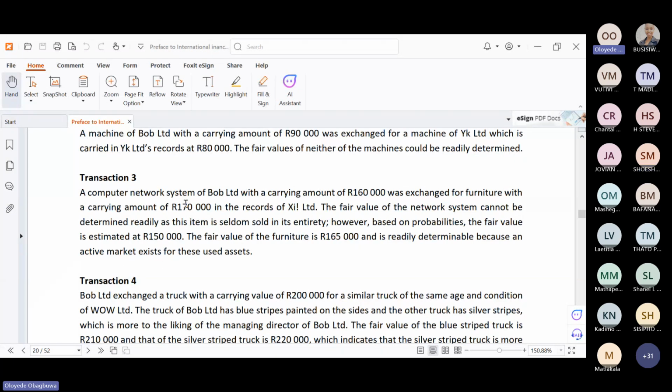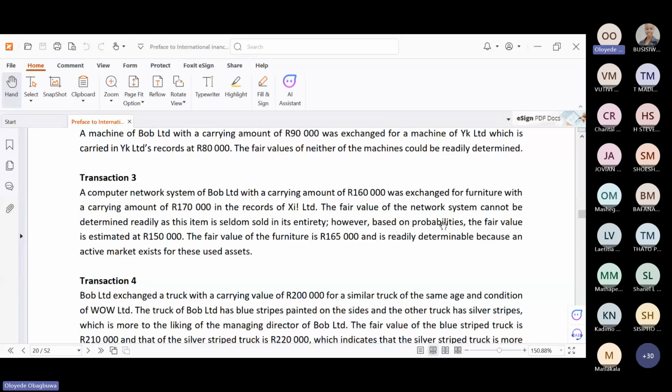But in the case of the computer network system, he said they couldn't determine the fair value because normally it is seldom sold in its entirety, that is, it's rarely sold in its entirety. But they want to deceive students here. They said, however, based on probability, the fair value is estimated. You are not talking of estimated value now. You are talking of the determined fair value. So students should be careful of this.